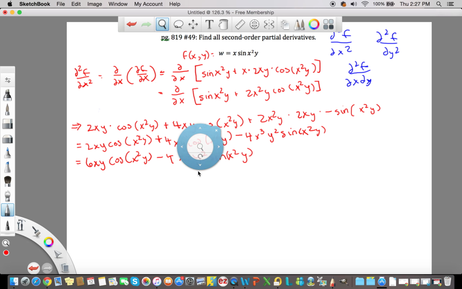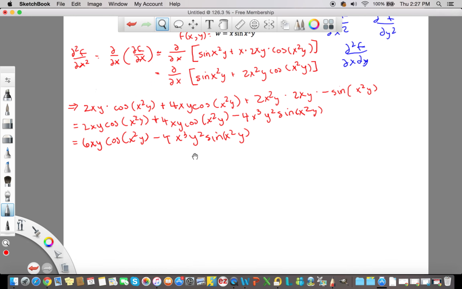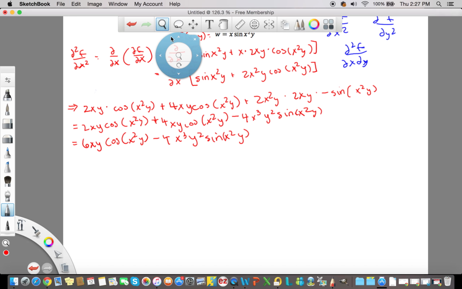Now, let's do it with respect to y. So, let's see, we can use this with green. So, that's going to be d dy of df dy. Now, we don't know df dy, so we're going to find it. So this is going to be d dy.